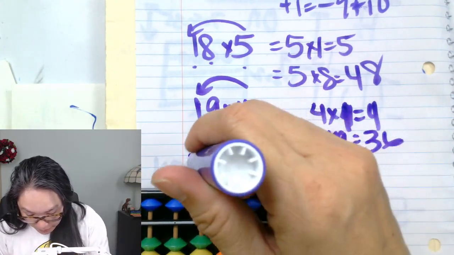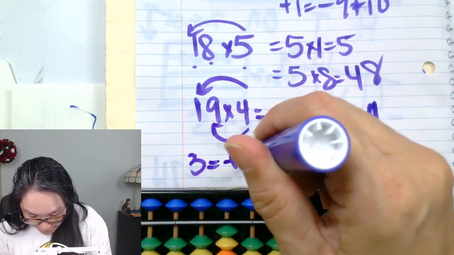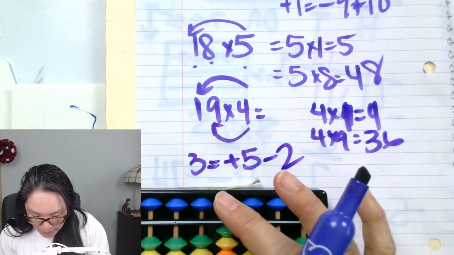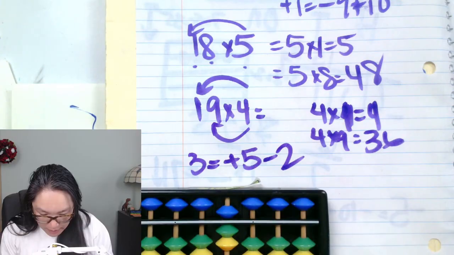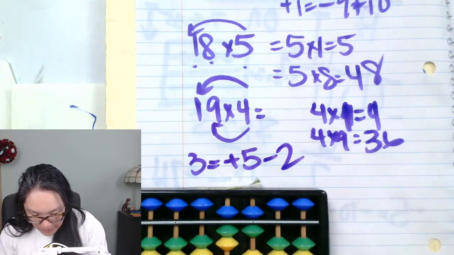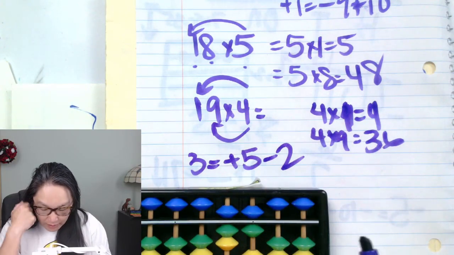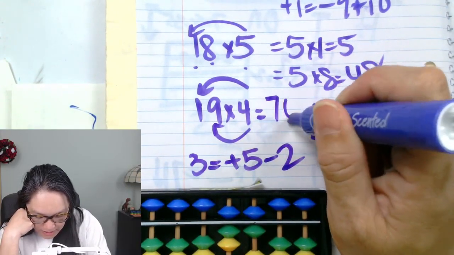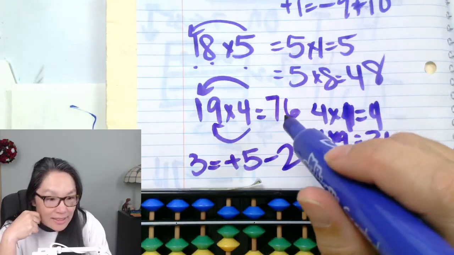So add my 3. Remember how to add the 3? 3 is equal to plus the 5 minus 2. Plus the 5 minus the 2. And then we add the 6. So my final answer is 76. See, that's an adding of the 5.